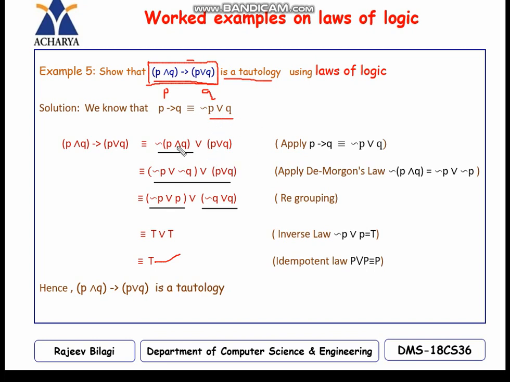I will apply this on this particular compound proposition. So with this, what will happen? ¬P ∨ ¬(P ∧ Q), or say P ∨ Q. Okay, hope it is clear.